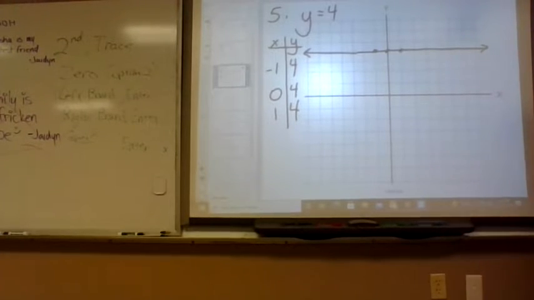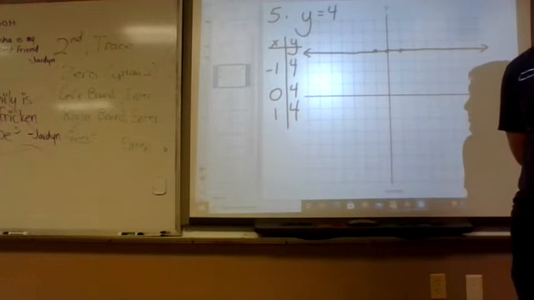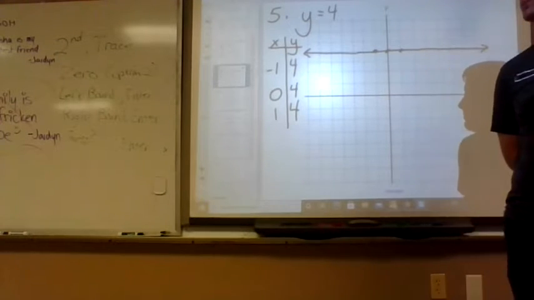It's important to remember that. If it just says y equals 4 or something, it's going to be a horizontal line through that on the y-axis.